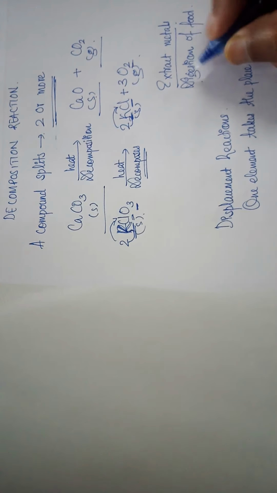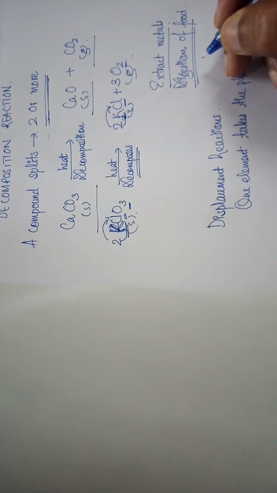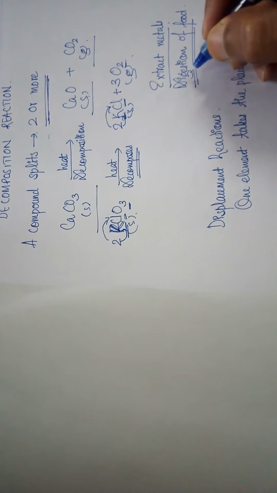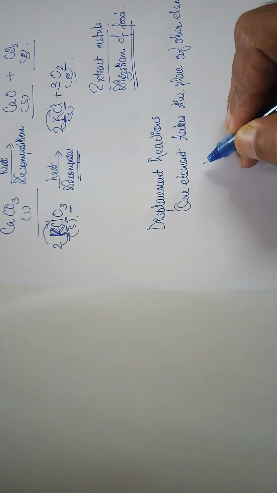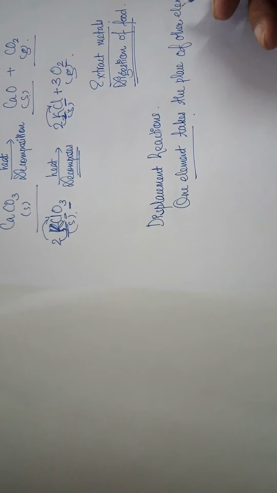When we eat food like wheat, rice, potatoes, etc., the starch present in them decomposes into simple sugars like glucose, and the protein decomposes to form amino acids. So amino acid formation is also a decomposition reaction. Now what about displacement reaction? Displacement reactions are those reactions in which one element takes the place of another element in a compound.